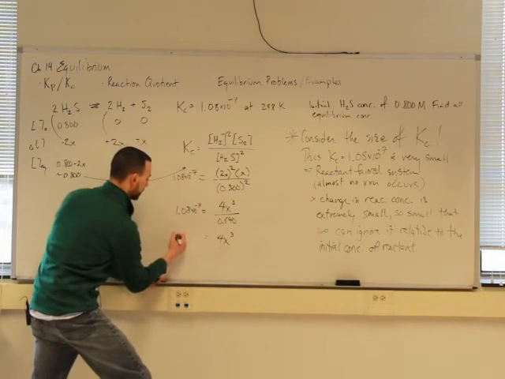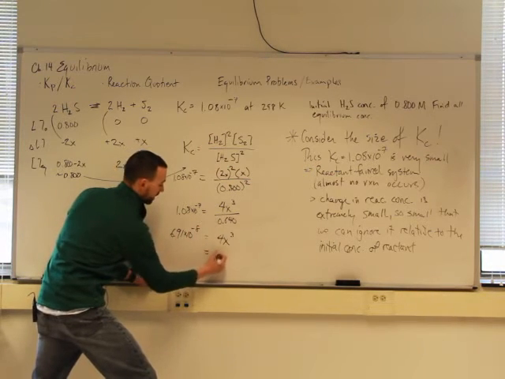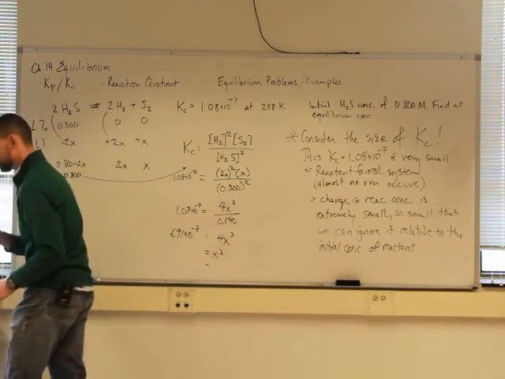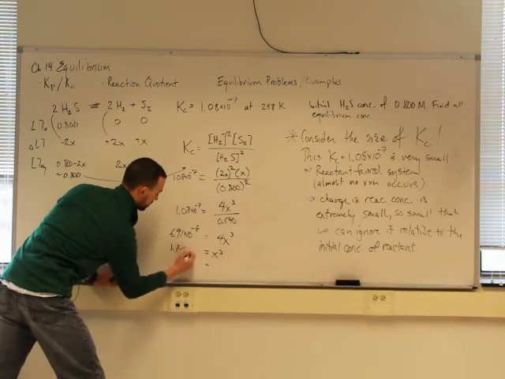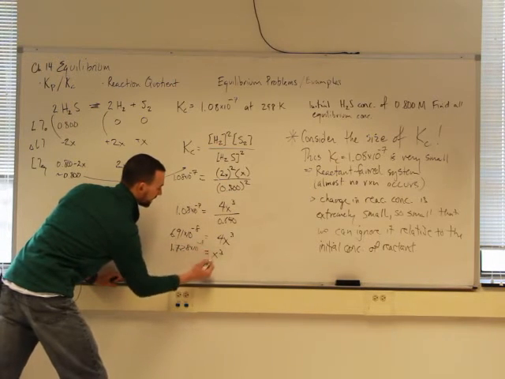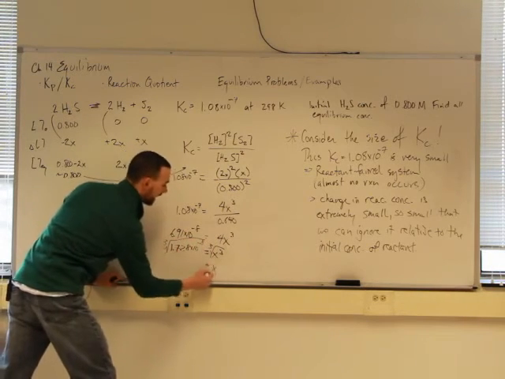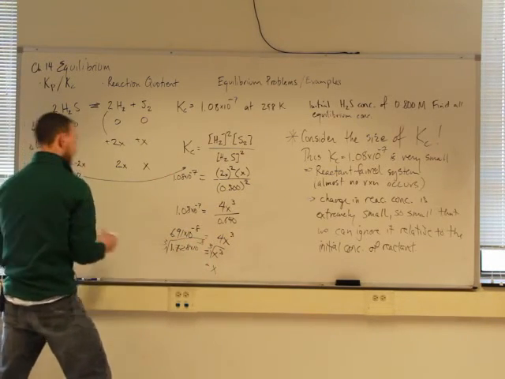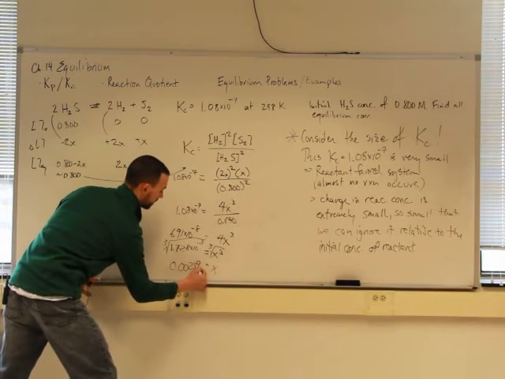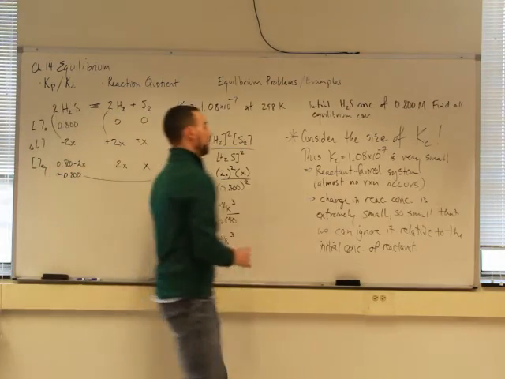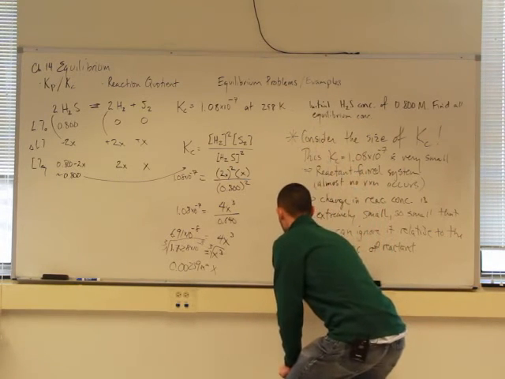4x cubed equals now 6.91 times 10 to the minus 8. X cubed equals 1.728 times 10 to the minus 8. And then I take the cube root, and x equals 0.00259. Okay? Now this whole process of doing this is what we call the approximation method.